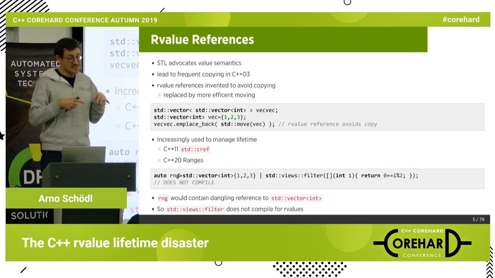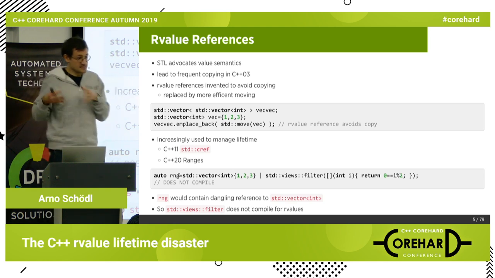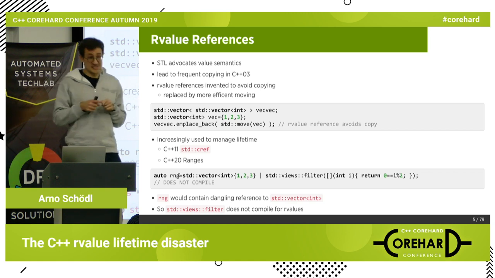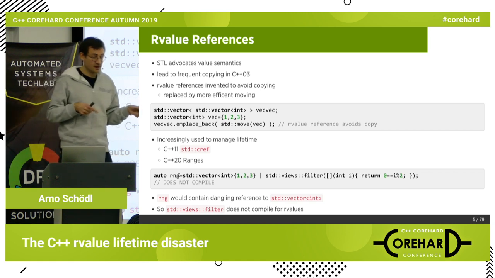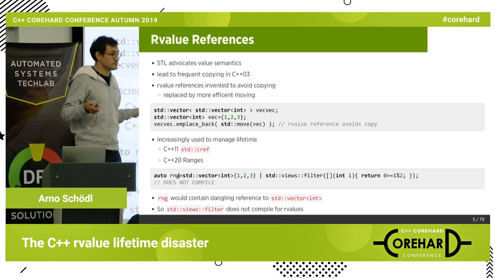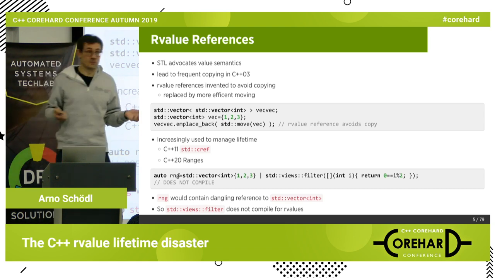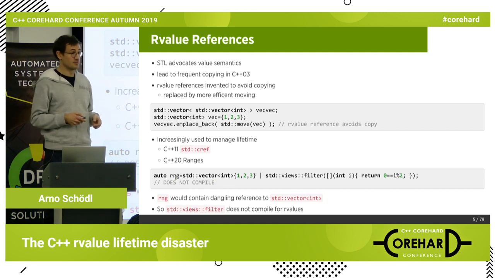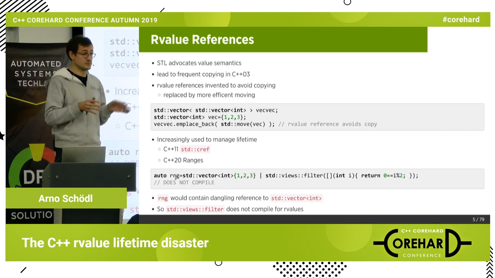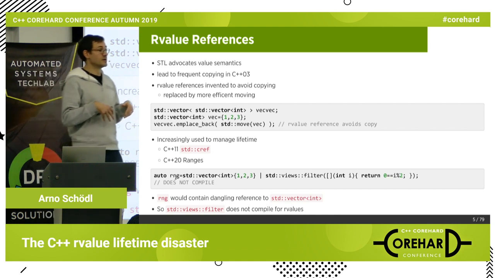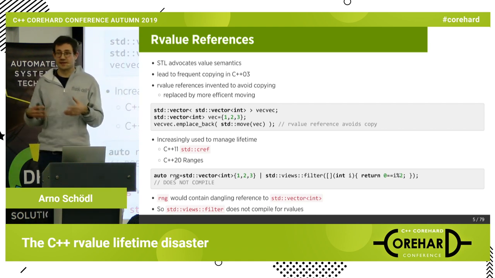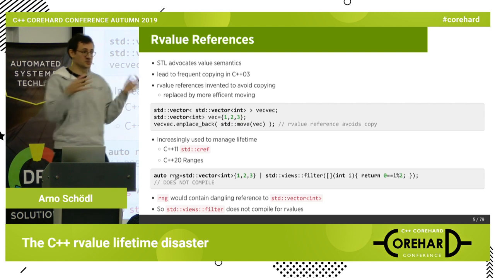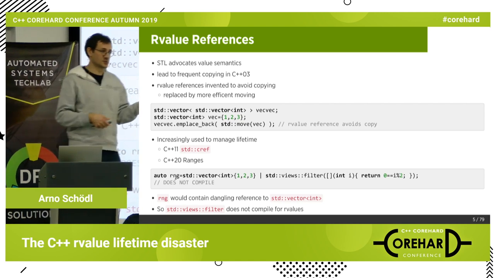Now, since this object that contains the filter and the information that you want to filter has to reference the vector, if the vector would go out of scope, that would be bad. So what they did in the C++ 20 ranges is to say, well, if this thing that you're passing in here in the front is an R value, then this expression won't compile. Because you don't know what you're doing. This object will go out of scope, and when you then take this filter object and iterate over it, it will reference a vector that is already gone.